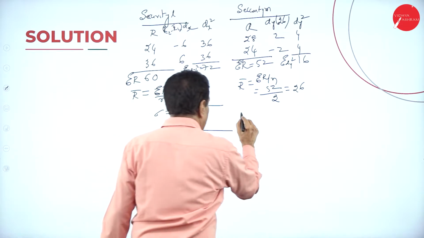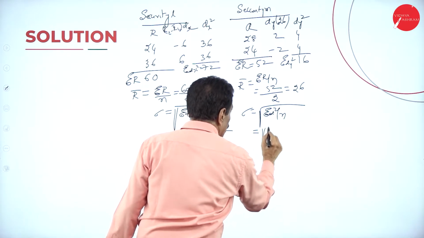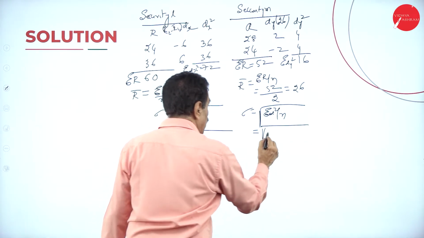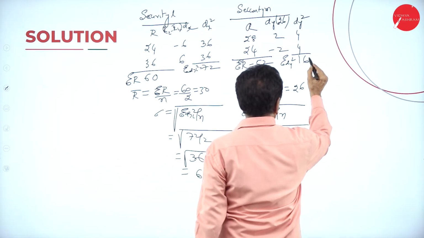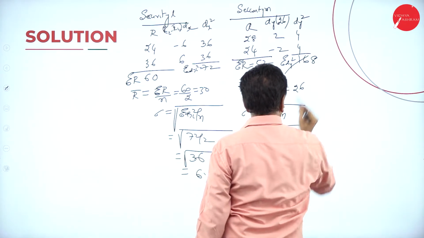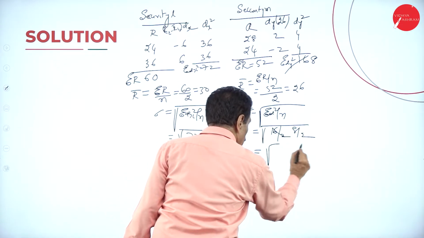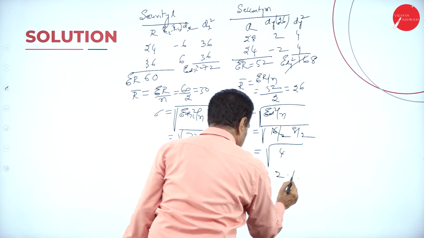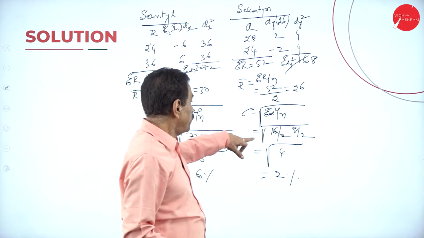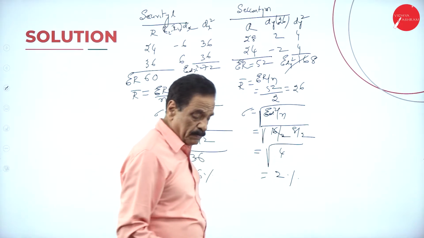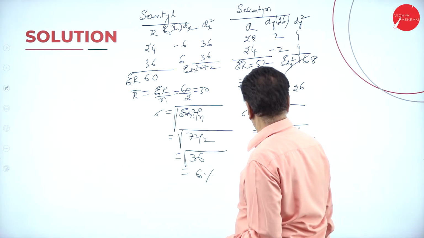Then standard deviation is equal to root of sigma dy square divided by n. Sigma dy square is 4 plus 4, 8. So 8 divided by 2 is 4, the root of 4, that is equal to 2%. This is the standard deviation of M. So you have got the standard deviations and you have got the dy square.